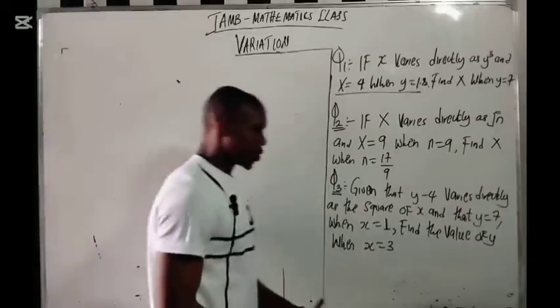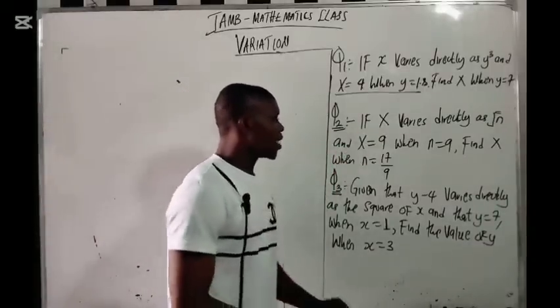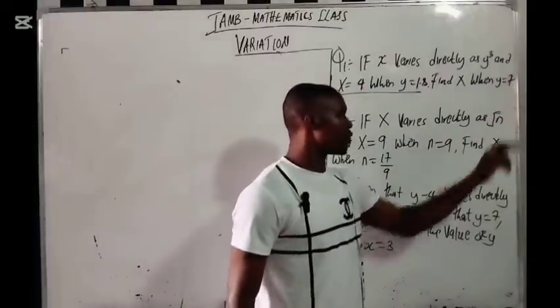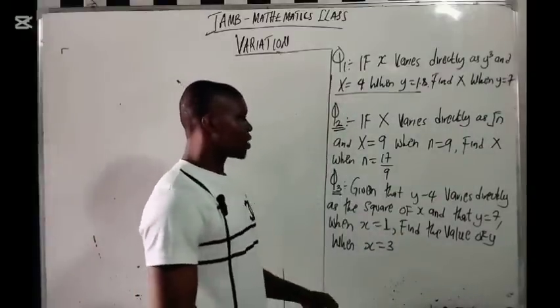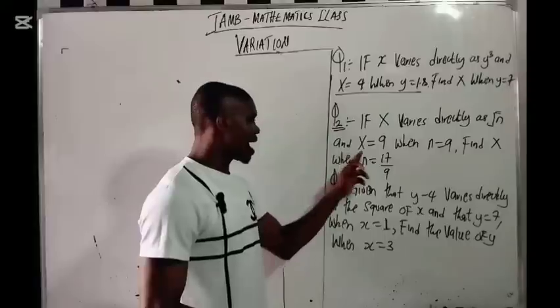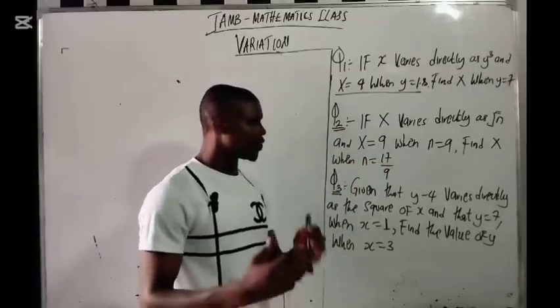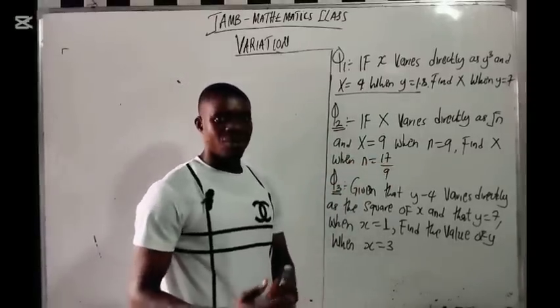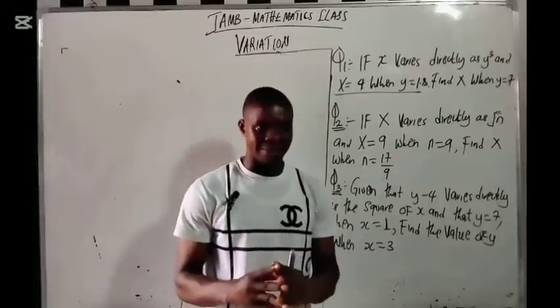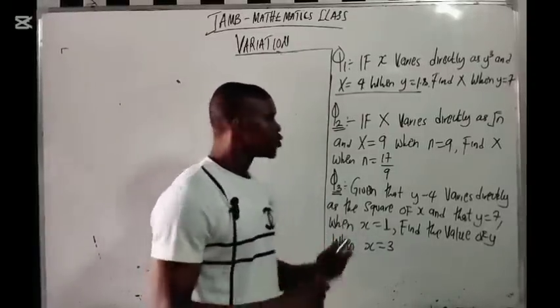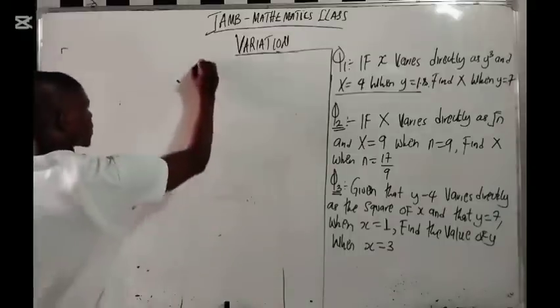Let me work question 2. It says, if x varies directly as the square root of n, right, and x equals 9 when n equals 9, find x when n equals 17 over 9, right? This question is still very easy. It's still the same thing we have done, just that there's a change of values. So now let's do it together here.